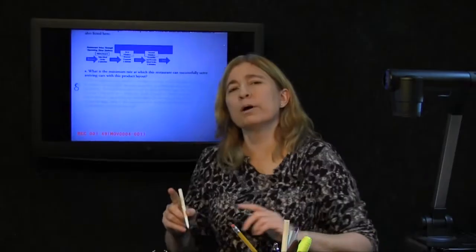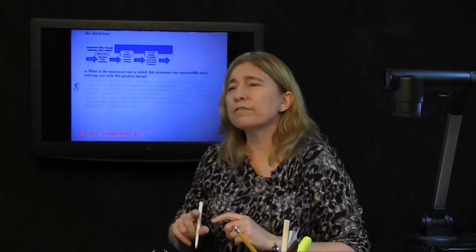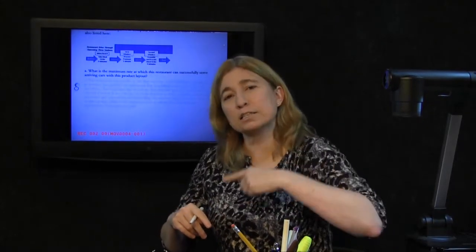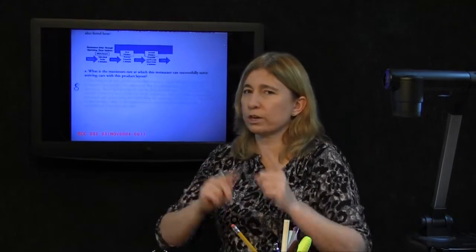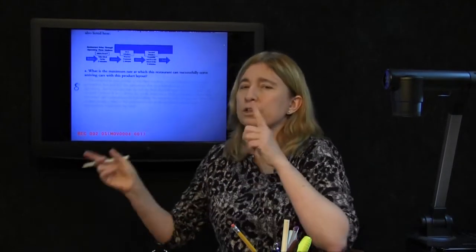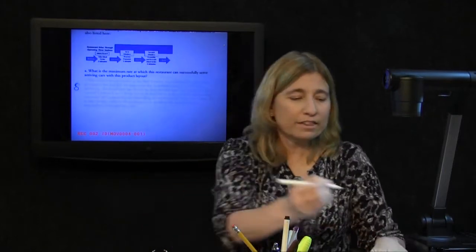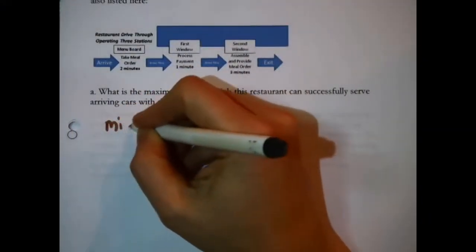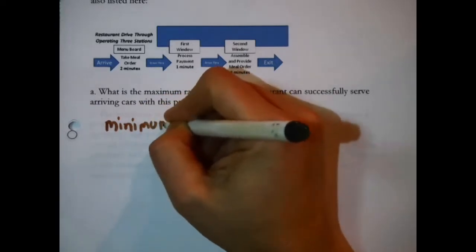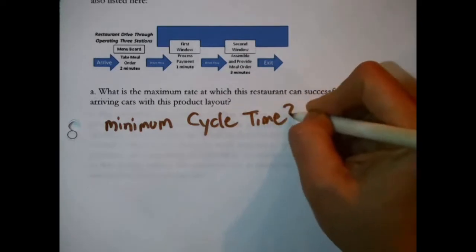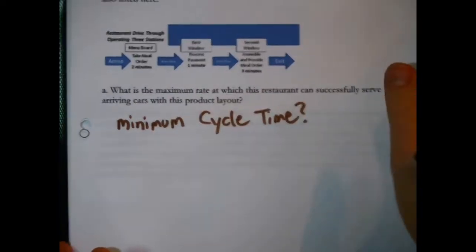Maximum rate. Now, remember, this is a product layout. Okay, that means it has a cycle time. If it is working at its maximum rate, it is working at its minimum cycle time. The shorter the cycle time, the faster the system's running. So the minimum cycle time is the fastest the system could be running. That's the key here. What is the minimum cycle time? That's the fastest that you can run this particular system in the diagram.